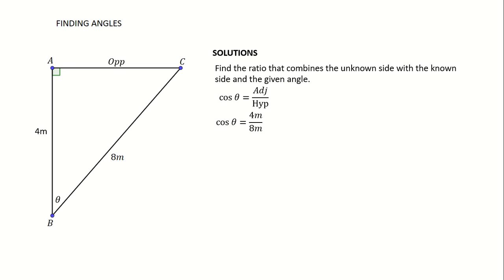I do have adjacent over hypotenuse, which is 4 over 8, and that is a half. And for you to find theta, you just have to find arc cos of a half, and arc cos of a half will simply be equal to 60 degrees. I've shown you with a calculator how to find arc cos.